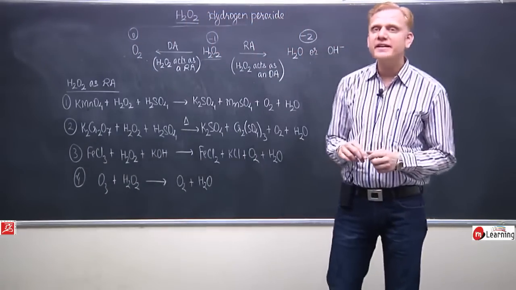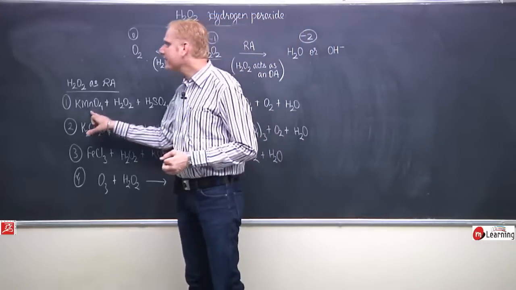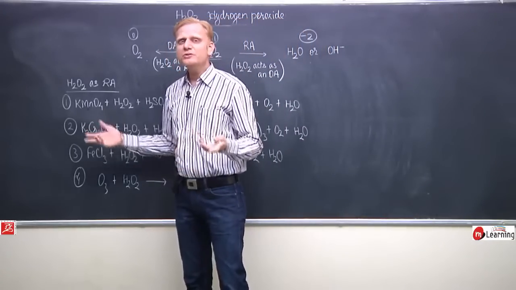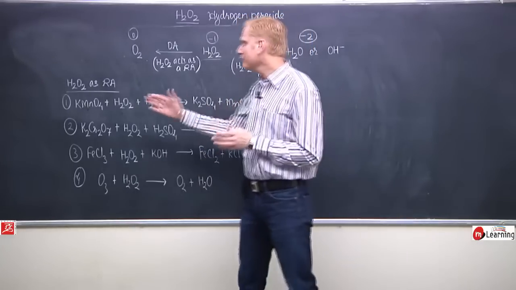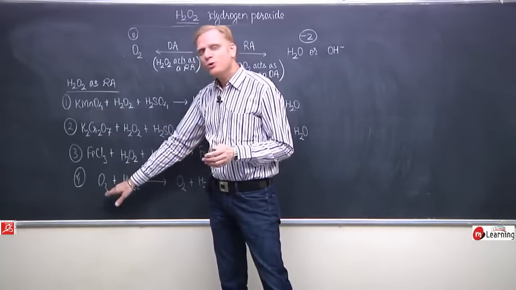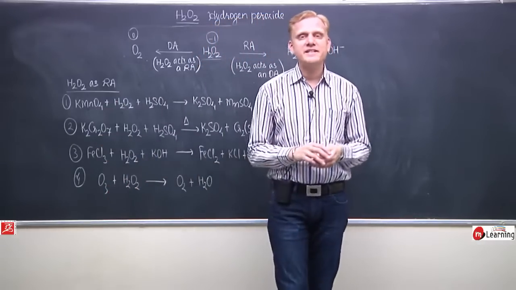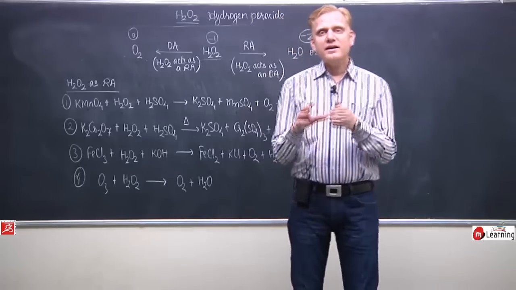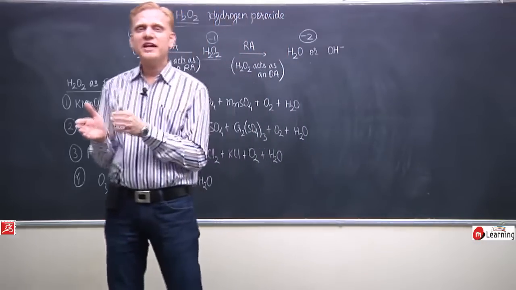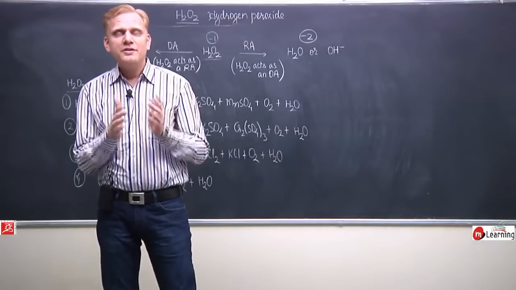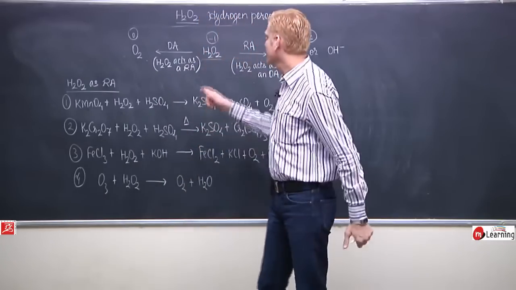But let us once again recall what exactly was the nature of KMnO4. We know that in general KMnO4, K2Cr2O7, ozone are the common strong oxidizing agents. So if a strong oxidizing agent is there along with hydrogen peroxide, naturally hydrogen peroxide has to play the role of reducing agent.